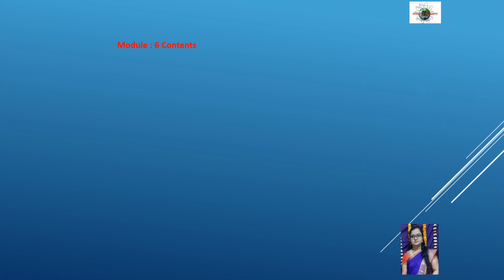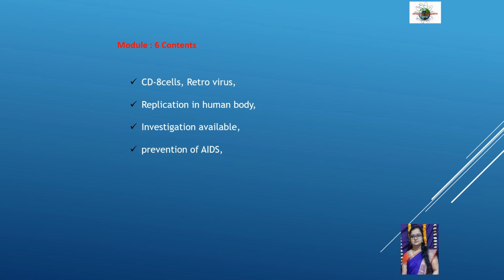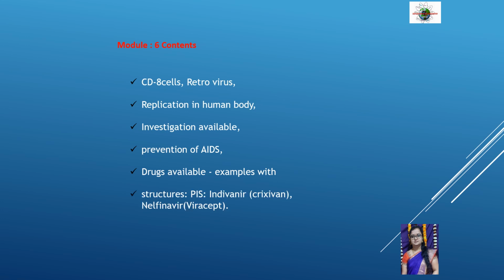The contents of this module are immunity, CD4 cells, CD8 cells, retrovirus, replication in the human body, investigations available, prevention of AIDS, drugs available, and examples with the structures of protease inhibitors: indinavir, otherwise known as Crixivan, and nelfinavir, otherwise known as Viracept.